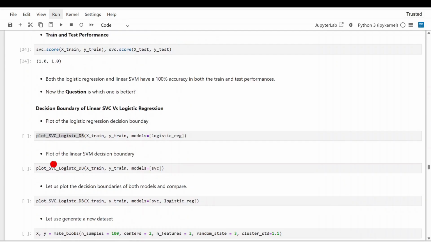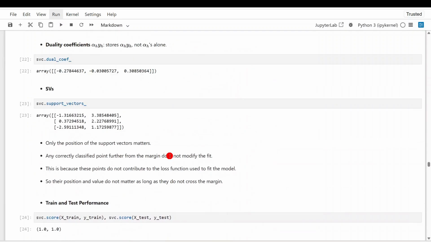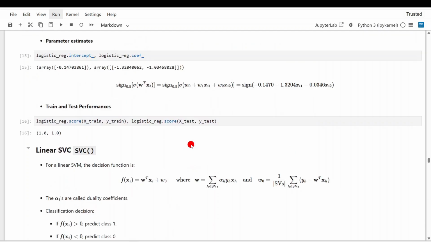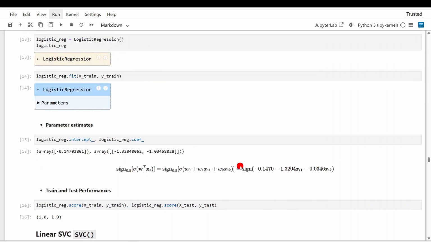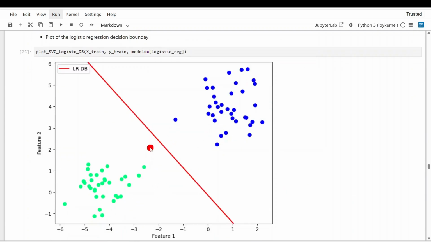Here let me first plot that of the logistic regression model. This line is nothing but the one that we have trained using the logistic regression model, the one that is estimated using the logistic regression model. So this red line represents the logistic regression model decision boundary. Therefore, this line perfectly classifies the blue and the green points with 100% accuracy.